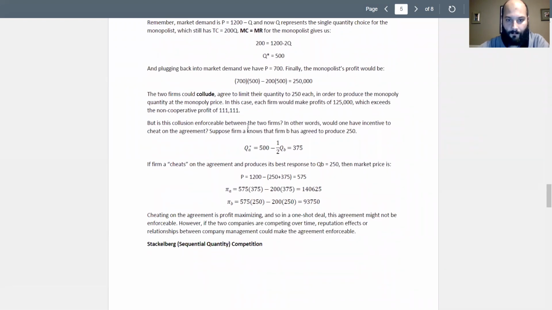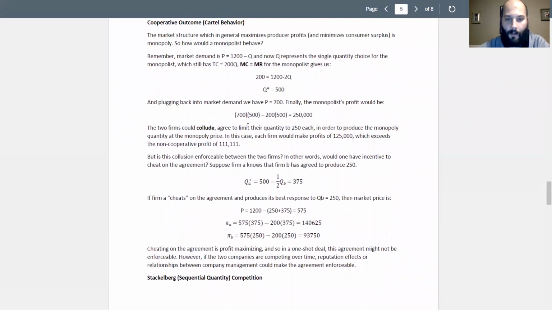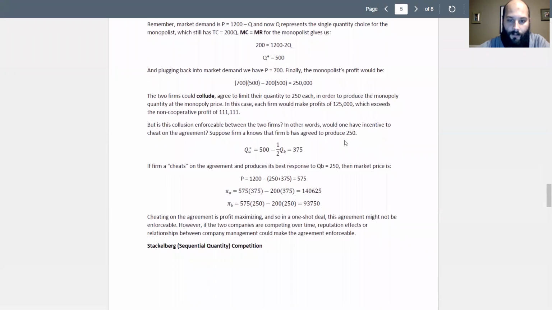All right, so now we want to know, would this agreement be enforceable, or would the competitors actually stick to it? Now we've decided that if they collude and each produce 250, so that they combine to produce the market quantity, their profits would be higher. Well, remember, we could do the same thing for QB. It doesn't matter which we pick, but let's look at one of the best response functions. We see that if we plug this quantity for the competitor of 250 in, we get 500 minus 125, or 375.